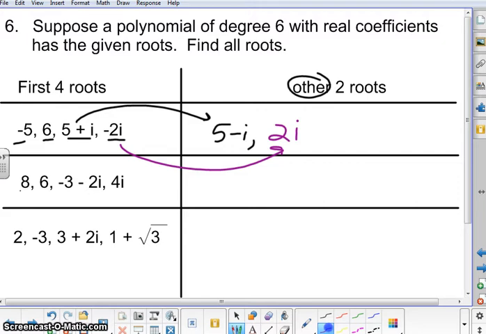Okay, so we have 8, 6. That is one root.